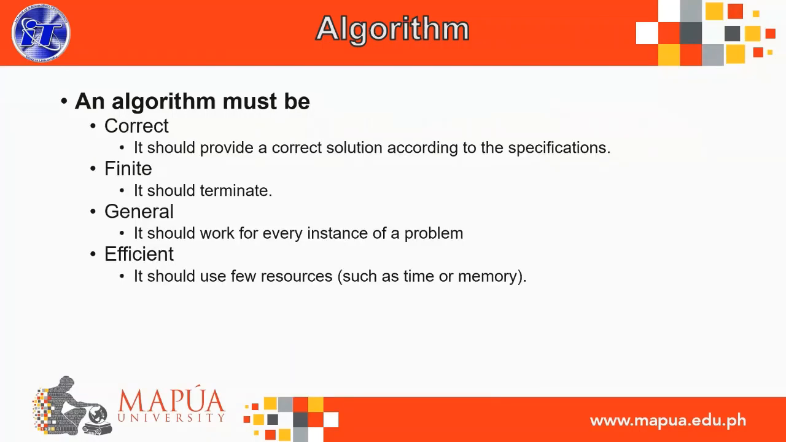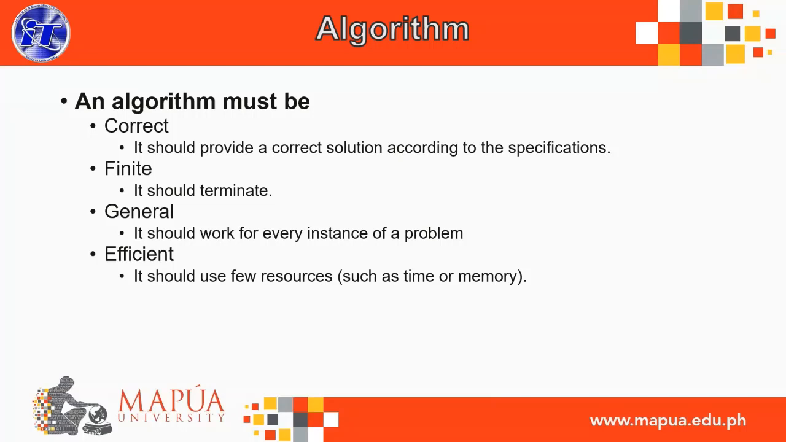So how could we say this algorithm is good or not? It is based on these four criteria. First, correctness. The output should be the same as the desired output of the user. It should give us the correct output based on the given specification. Second criteria, finite. It should terminate. It should give us an output and stop the processing of the algorithm.